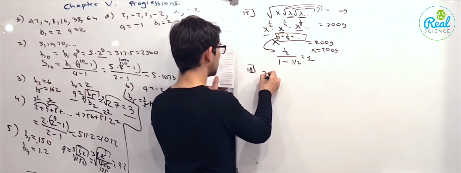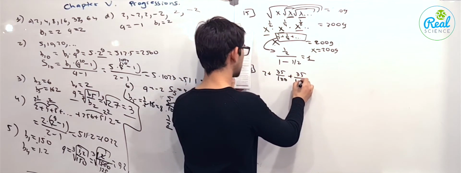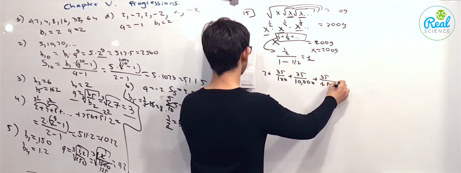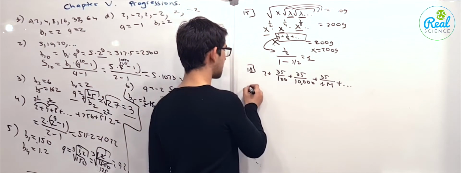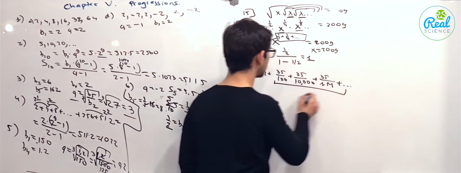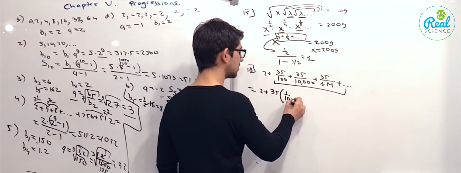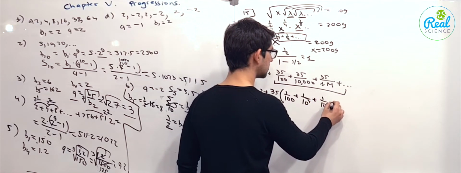Let's look at 18. 2 plus 35 over 100, plus 35 over 10,000, plus 35 over 1 million, plus etc. Calculate the sum. So what is the sum of them? 2 plus, let's take 35 out of the bracket. You are left with 1 over 100, and 1 over 10 to the power of 4, 1 over 10 to the power of 6, etc.